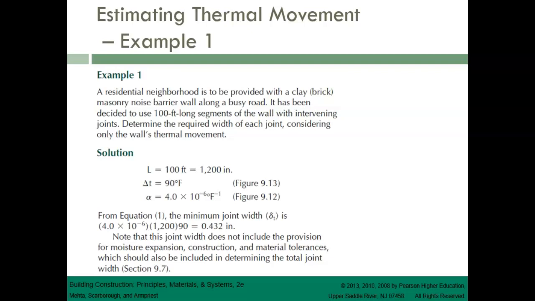The coefficient of thermal expansion for the clay wall, is that correct? Clay, I think it is, clay brick wall is going to be 4 times 10 to the negative 6 power. So we multiply the coefficient of expansion with the length and the change in temperature, and we get a total width of 0.432 inches. That's the amount of expansion we can expect to see in the 100-foot long wall. That joint we should round it up to a half of an inch. So the joint width is going to be a half inch.